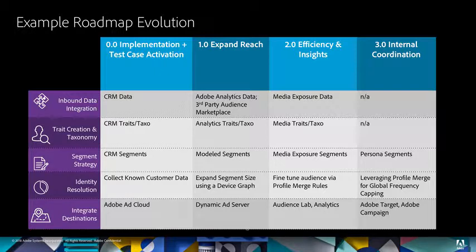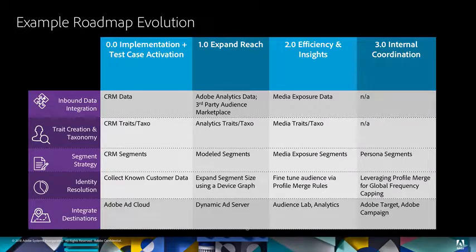So you might start with CRM segments as your starting point because that's data that's readily available for you. Then over time, as you go into reach expansion use cases, you start using lookalike modeling so that you can build out modeled segments and find more people like your best customers. Then, as you pursue efficiency goals, you might look at media exposure segments.